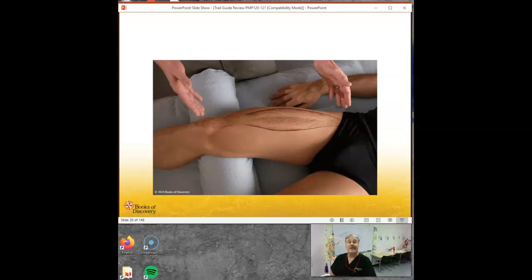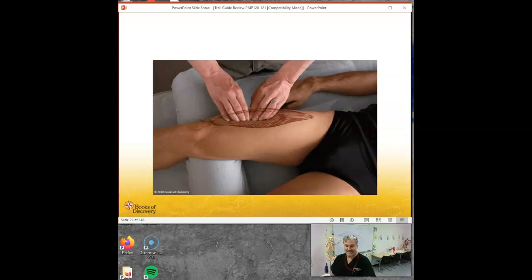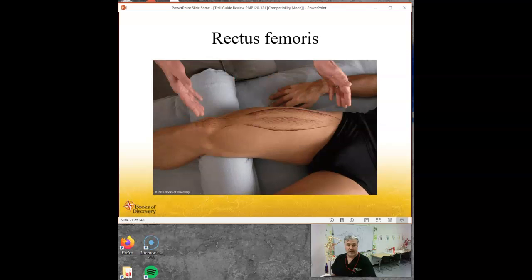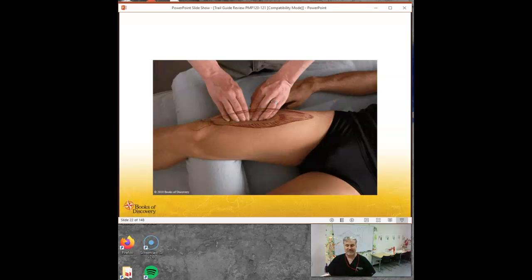Rectus femoris. Rectus femoris. Good. What muscle is this? Rectus lateral... Sorry. One more. Vastus medialis. Yeah, intermedius. Intermedius. Good. Intermediate. So what muscle is this? Rectus femoris. Yes. What muscle is this? Vastus intermedius.